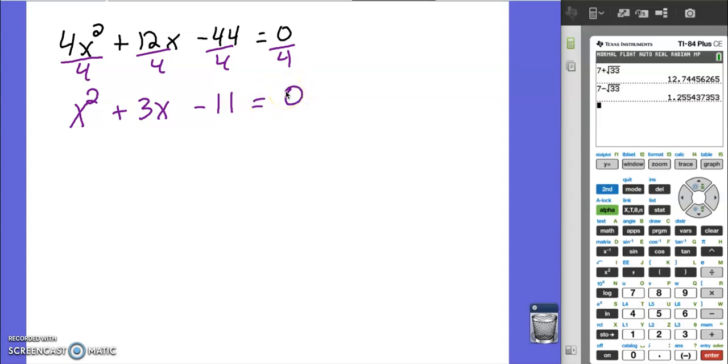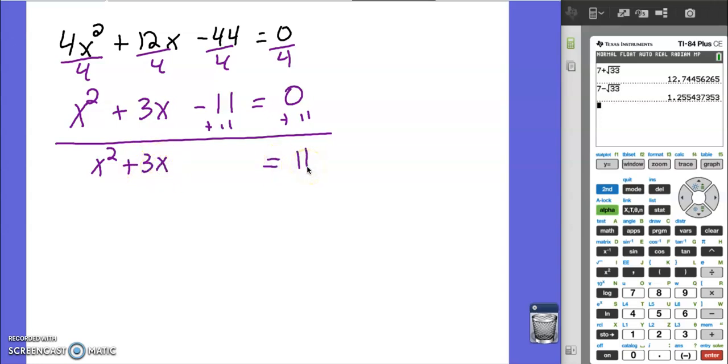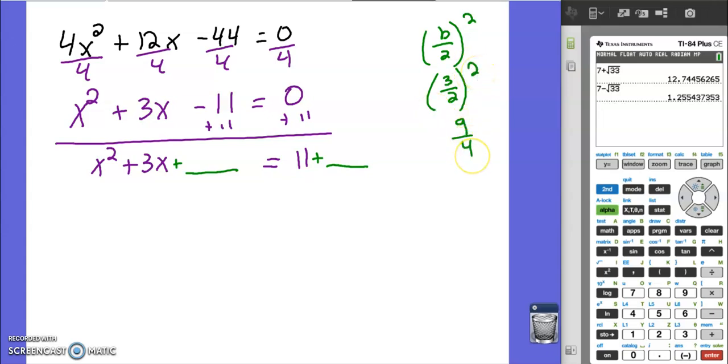And now we're going to do completing the square. So now we're going to add 11 to both sides. Leave a space. And then we're going to find that magical number that we're going to add to both sides. We take b divided by 2, and we square it. In this problem, b is 3, so that's 3/2, and squaring it gives us 9/4. So 9/4 is what I'm going to add to both sides.